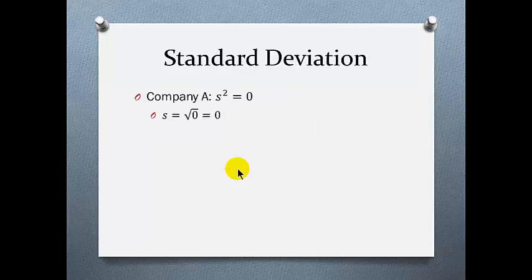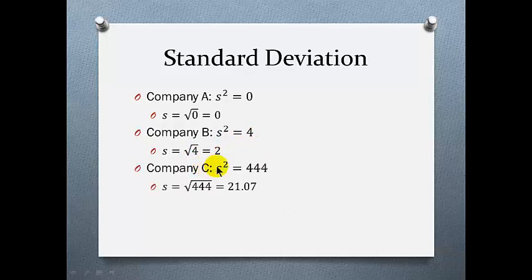For our example, company A, we already calculated the variance is 0. Square root of 0 is 0. Company B, we calculated the variance to be 4. So the square root of 4, the standard deviation is 2. Company C, we calculated the variance to be 444. So the square root of the variance is 21.07. And these are the standard deviations of the companies.